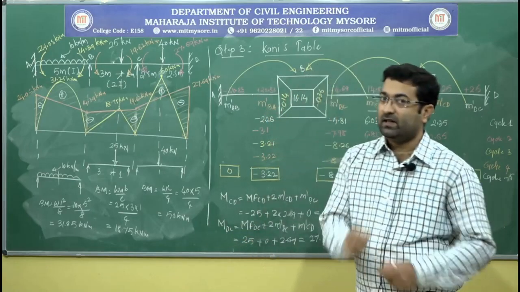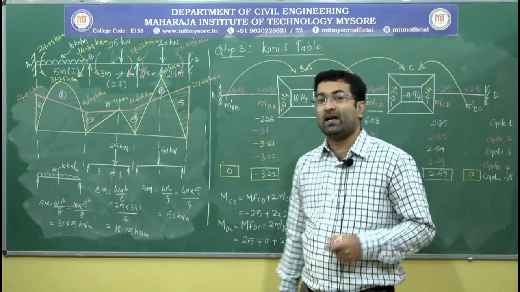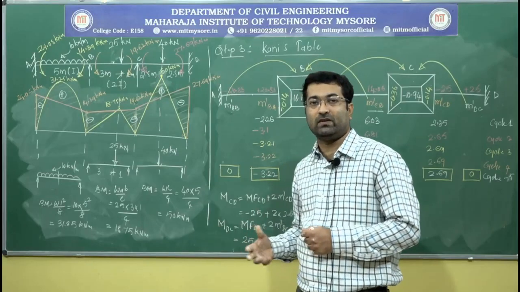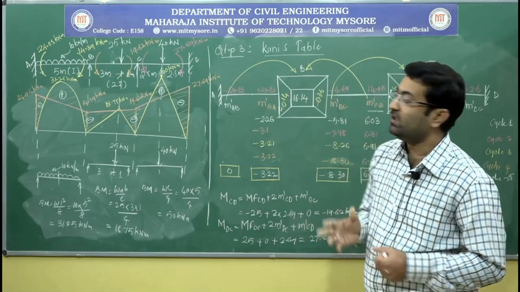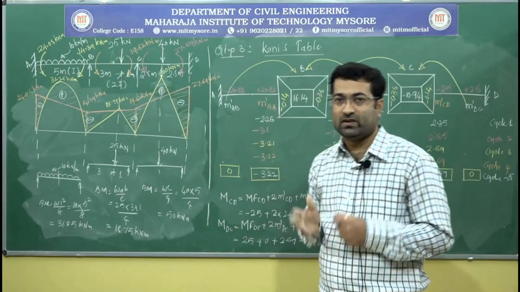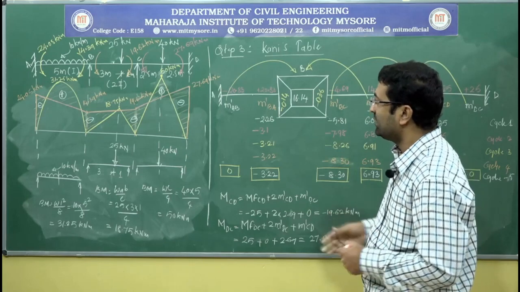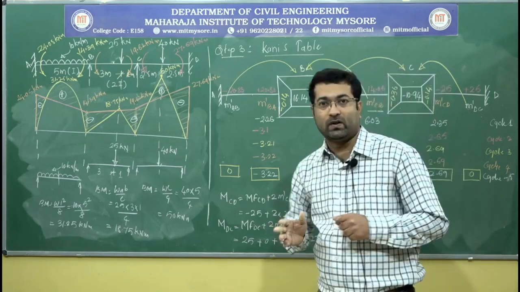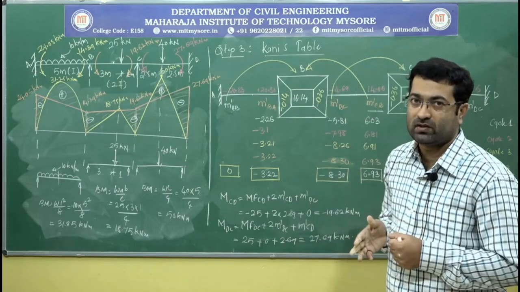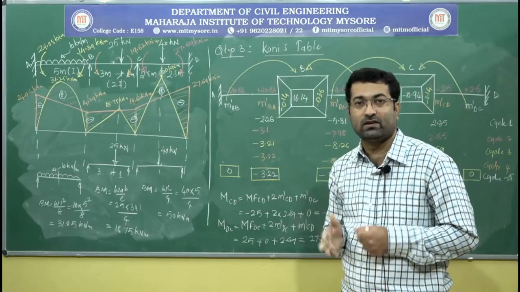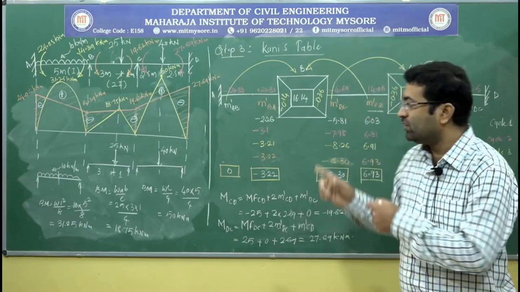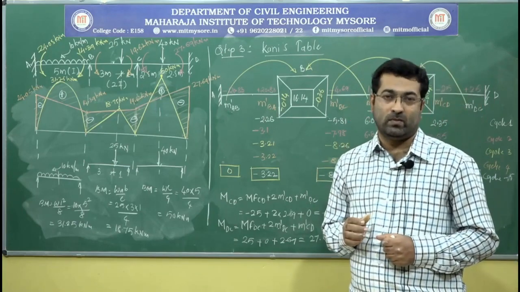moment diagram. If they ask to draw the bending moment diagram as well as the shear force diagram, then we will have to go for one more step of calculations, that is support reactions and the maximum bending moment. Then using those values we need to draw the shear force as well as the bending moment diagrams, right. So I hope you have understood how to use the Kani's method and how to calculate the rotation factors and the rotation contributions in the Kani's table, and how to use those rotation contributions to calculate the end moments.